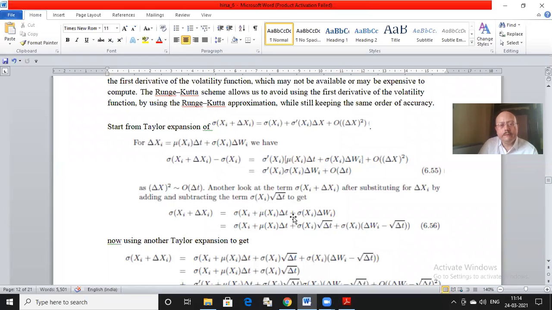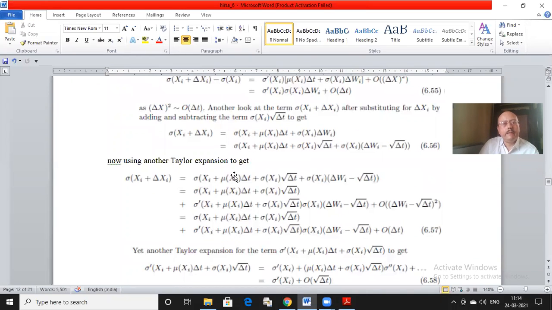We already know this. And this I can write as sigma xi plus mu xi delta t plus sigma xi root delta t plus this thing and then subtracting the same term again. So I'm basically adding and subtracting the same term. And what am I doing? I'm basically trying to make a centering here. So it is just adding and subtracting, nothing else.